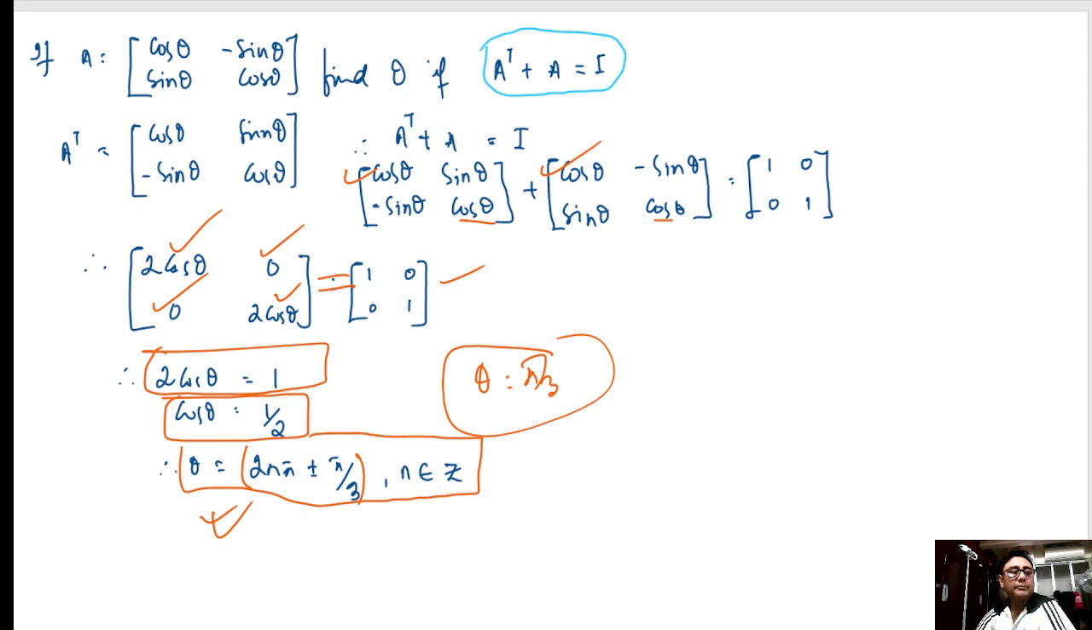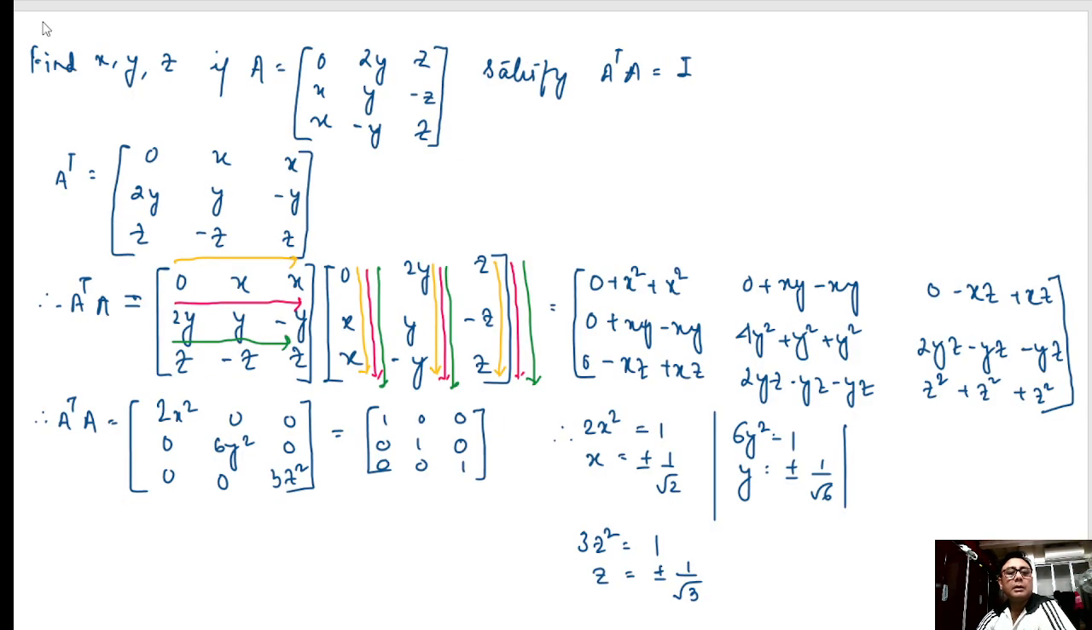Next is find x, y, z if A is equal to the given matrix, and A transpose into A is equal to I. This is the condition given.